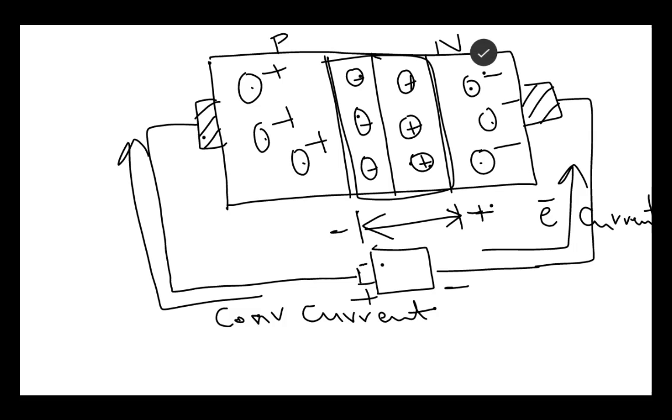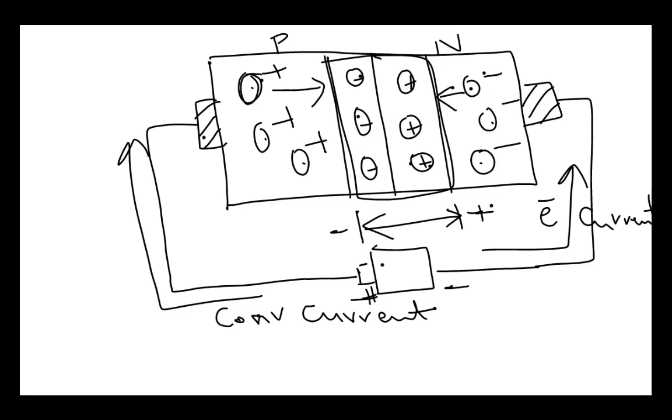Now in forward bias, the majority carriers, or the holes in the P region, get repelled as the positive terminal of the battery is connected to the P material. The positive charge from the battery pushes these holes towards the junction, while the negative charge from the battery pushes electrons in the N material towards the junction because of the negative potential here.